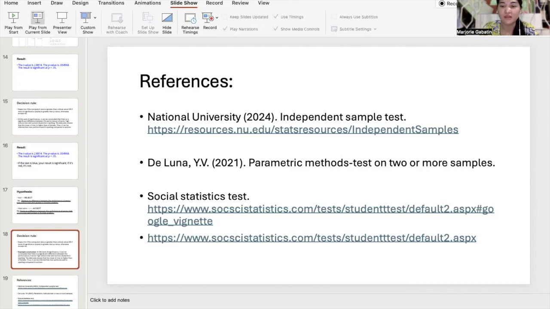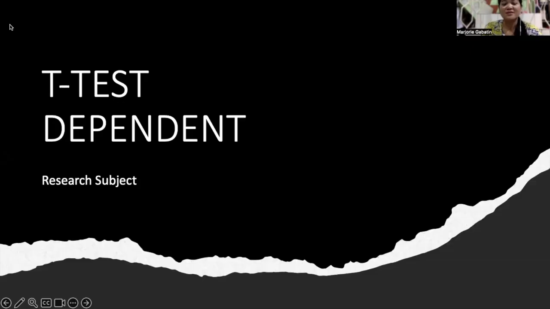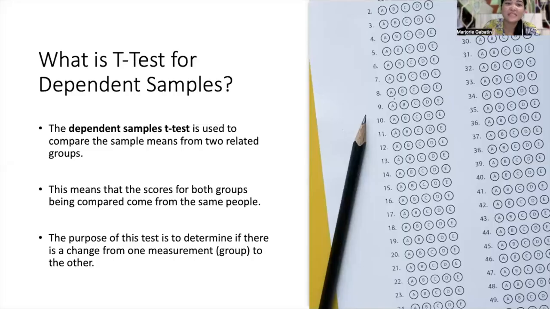We're done with using independent t-test. Class, this is the opposite of the t-test for independent samples. In the t-test for independent samples, you are testing two groups which are unrelated. But with the t-test for dependent samples, you use it to compare the sample means from two related groups. So independent, they are not related, but with t-test dependent, they are related.